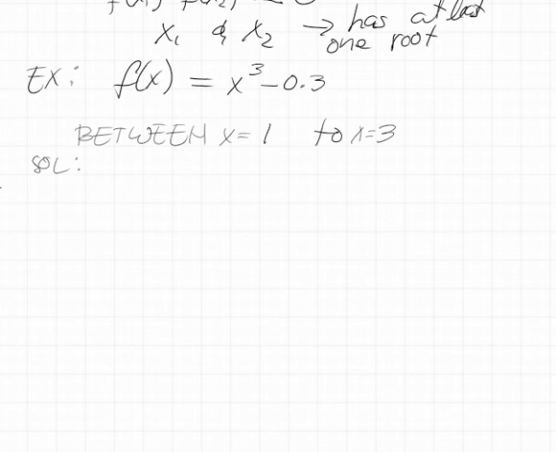We take points. So we take values for x and y. So how do we choose the values for x? Basically, we are doing it from 1 to 3. So we can start with 1. When x equals 1, what should be the value of y or f of x? Or what is f of 1? So f of 1 will be 1 cubed minus 0.3.